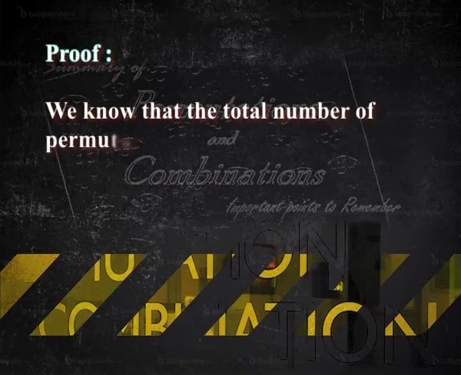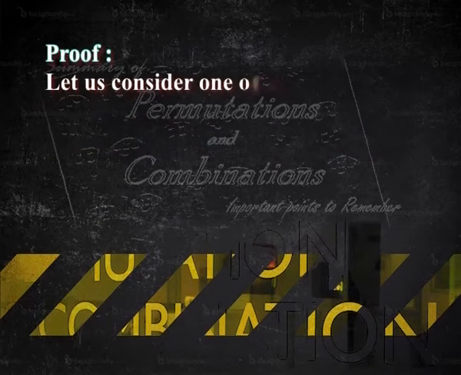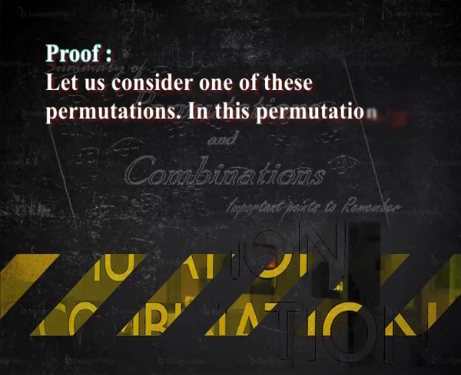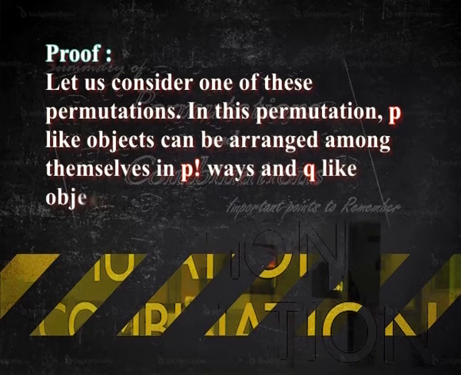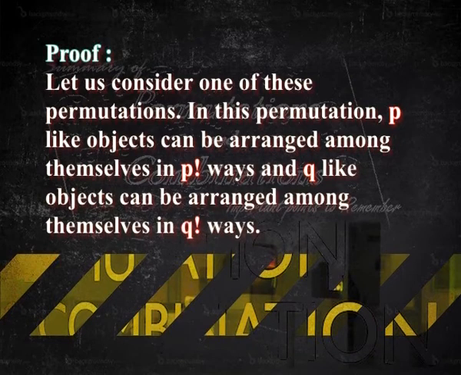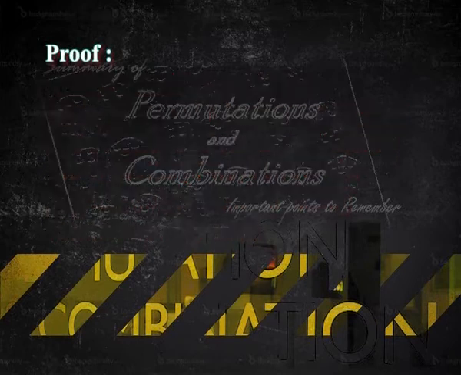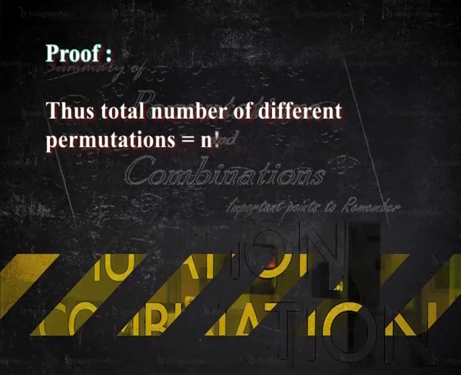We know that the total number of permutations of n objects is n permute n, or n factorial. Let us consider one of these permutations. In this permutation, p like objects can be arranged among themselves in p factorial ways, and q like objects can be arranged among themselves in q factorial ways. The total number of different permutations will be n factorial upon p factorial into q factorial.